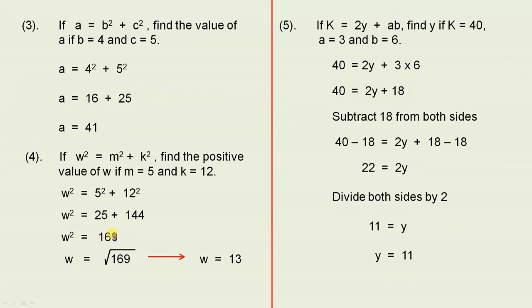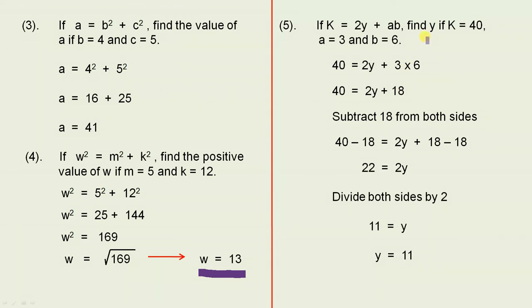So if W squared is 169, and we only want the positive value, therefore W equals the square root of 169. It's actually the positive square root of 169, or plus the square root of 169. So W is 13, because 13 squared is 169. So the square root of 169 is 13, so W equals 13.